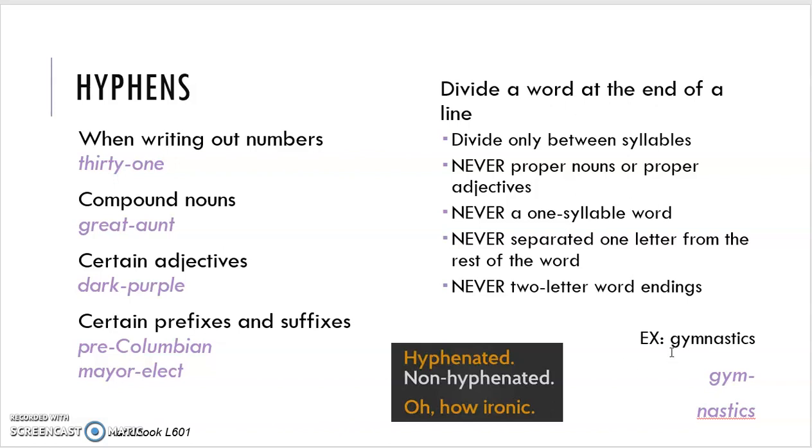So here's an example. Like if our word happened to be gymnastics. It has multiple syllables. If we were to break it up, we'd have to pick in between the syllables. So we have here gym, with that hyphen, and then the next line is started with nastics, and going forward. So that would be how we would separate it.